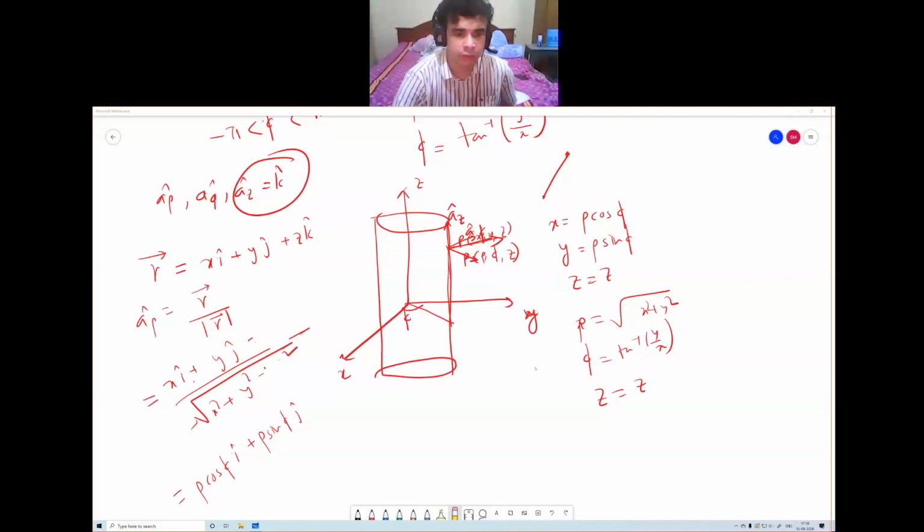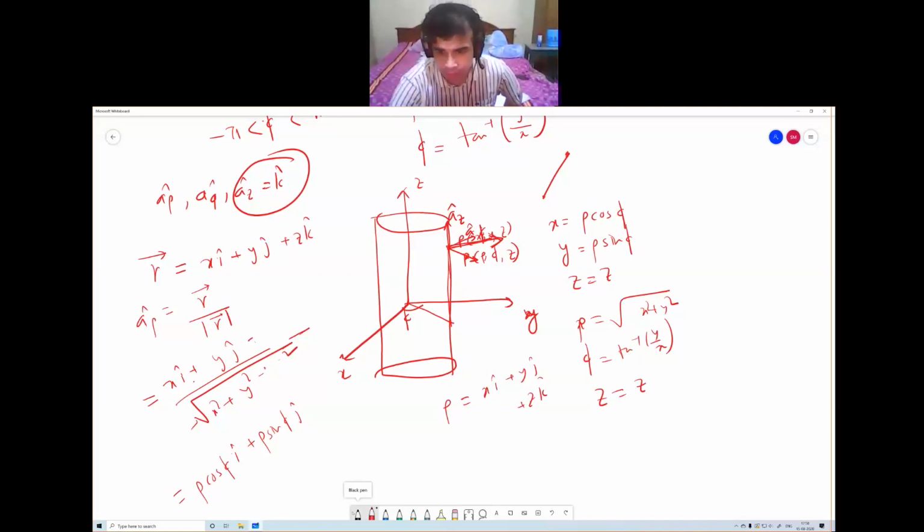It will not be here. Why will it not be here? Because this rho is parallel to the xy plane. So rho here is not xi, yj, zk. It is not exactly radially outward. It is radially outward parallel to the xy plane.